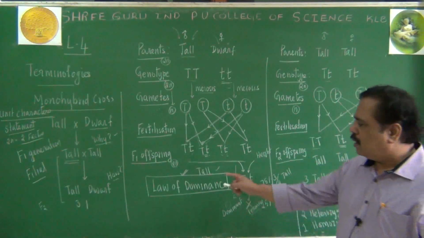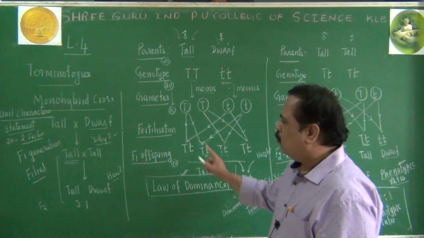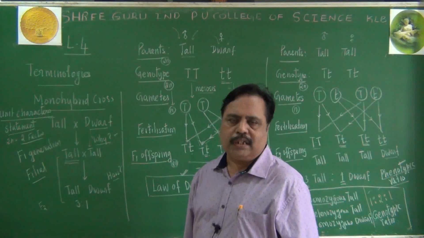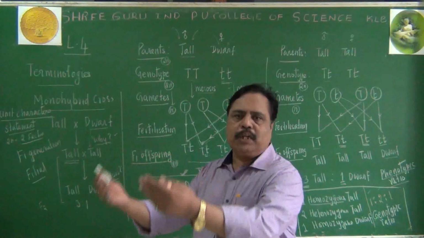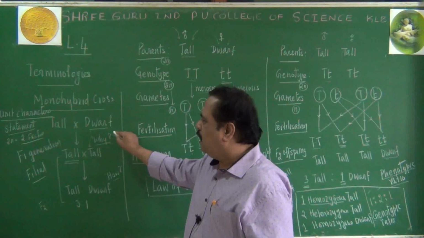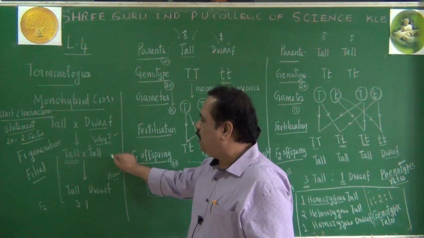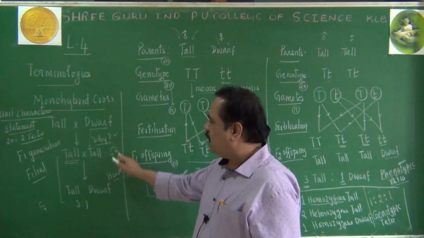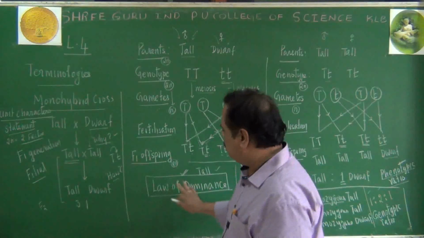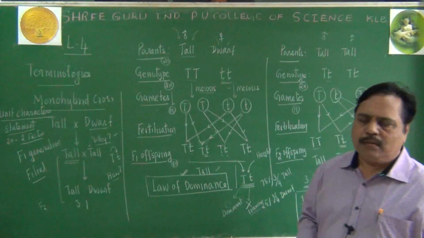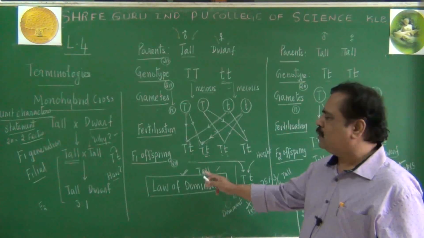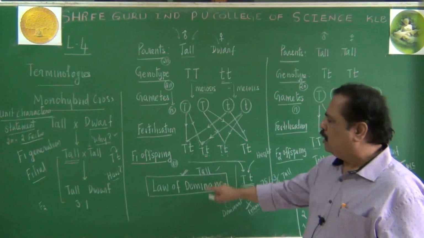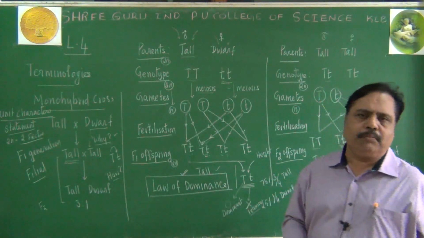You can say now, why dwarfness did not appear in the F1 generation? It was dominated by tallness. The allele of dwarfness has been dominated by the allele of tallness. Capital T has dominated the small t. So that is why it is not expressed. Why has it not been expressed? Because it was dominated by capital T. That is the main concern, law of dominance proposed by Mendel.